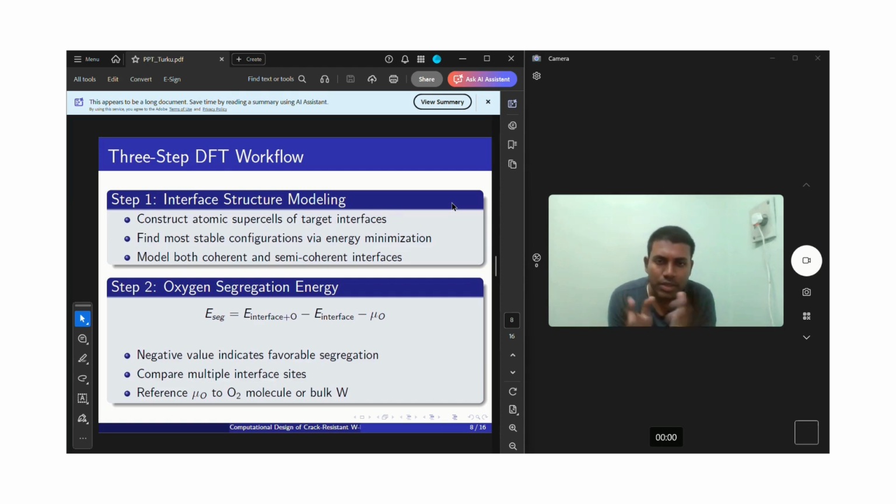So after we have the optimized structure, we have the final energy from the OUTCAR. We multiply it by a factor of half to get the final energy. We put all of them in this formula for calculation of segregation energy and have the ultimate value. A negative value indicates a favorable segregation.